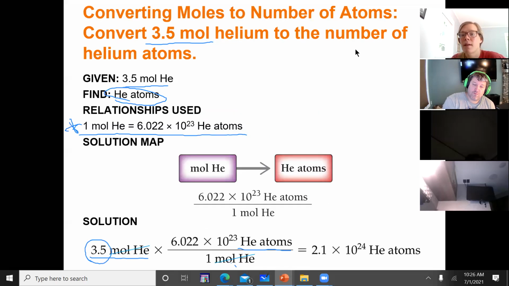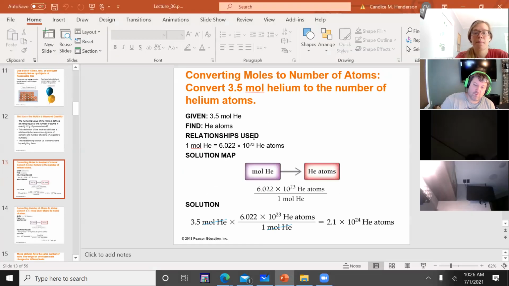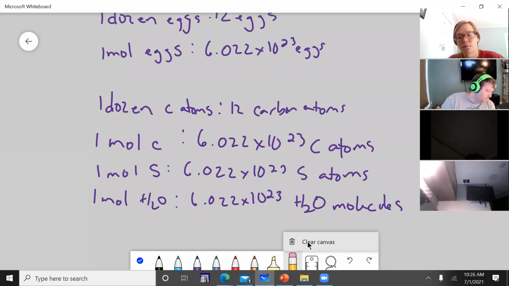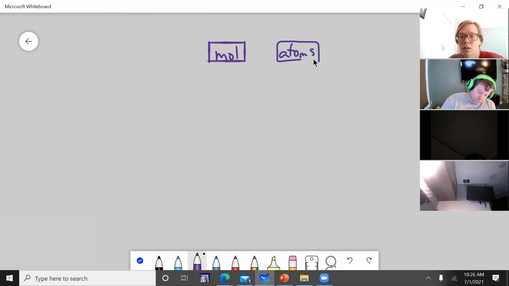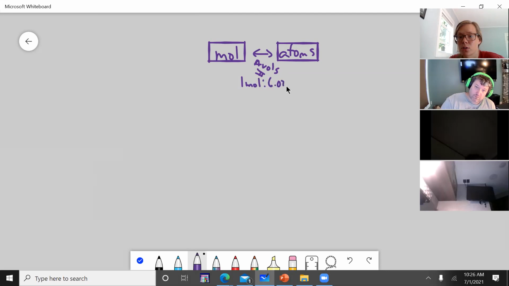So I'm going to have you guys do one of those. Given, and let's make a little flow chart. We'll start with moles in the middle, and then let's put atoms over here, and a little arrow between, and let's put Avo's number. Anytime I want to convert between moles and atoms, or atoms and moles, I'm going to use Avogadro's number, which is 1 mole equals 6.022 times 10 to the 23rd. A mole of anything is equivalent to 6.022 times 10 to the 23rd.